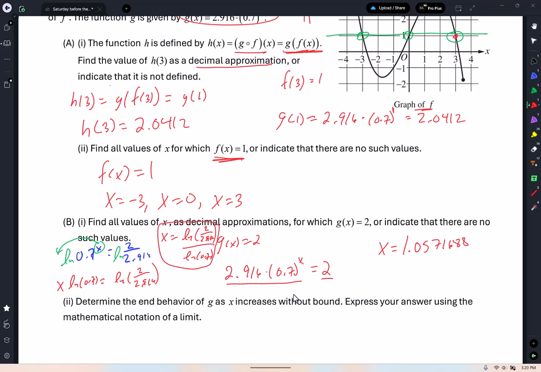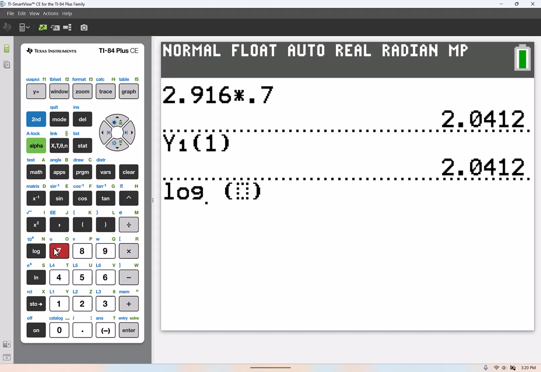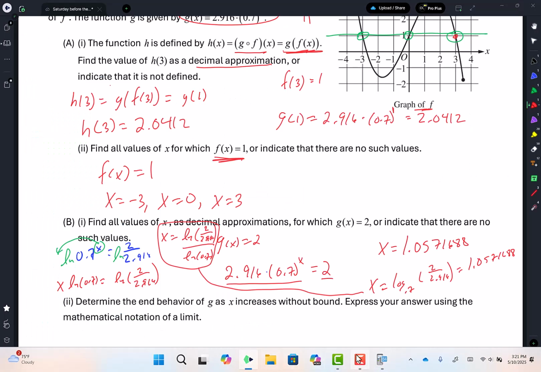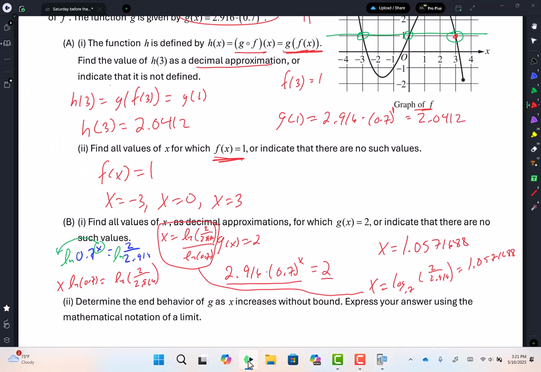You could also use your change of base rules for writing it like this if you want. x equals log base 0.7 of 2 over 2.916. And that would work as well, which should be 1.0571688. Let's see. Second quit, math, log base 0.7 alpha equals, 2 over 2.916, and enter. There it is: 1.057168831. Oh, look, more digits, more accurate. The more accurate, the better. They did say decimal approximation, guys, so give them a decimal approximation. Don't leave it in terms of ln or log.